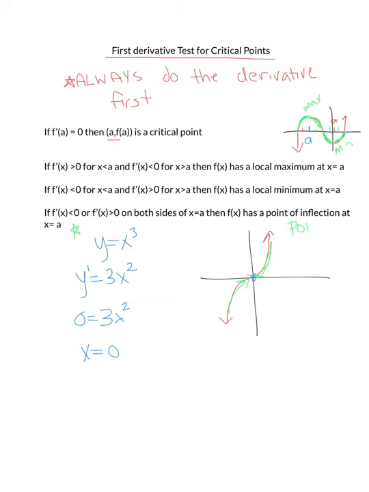So instead of with a max, where it went from increasing to decreasing, or with a min, where it went from decreasing to increasing, this point of inflection is increasing the entire time. And that's really how you're going to be able to tell when a point of inflection is happening.